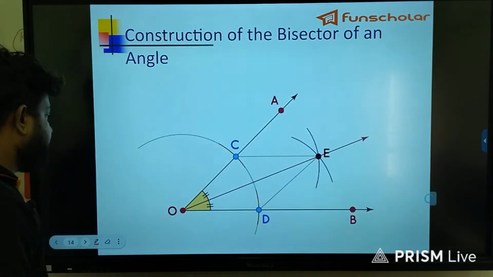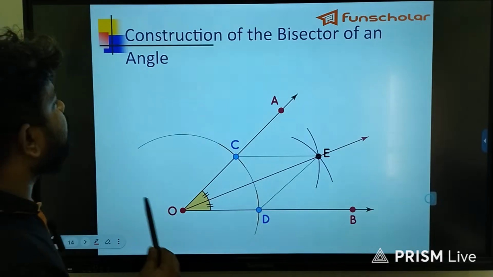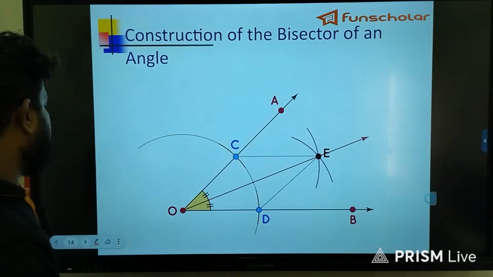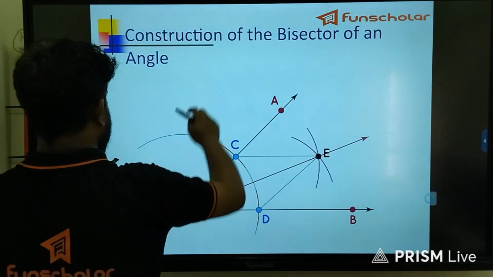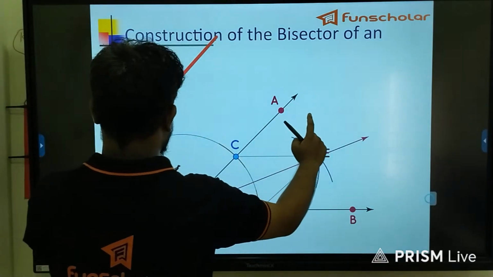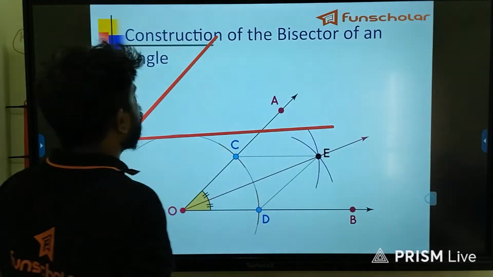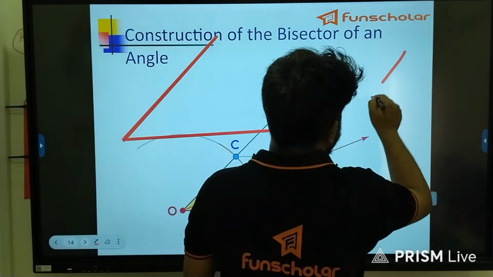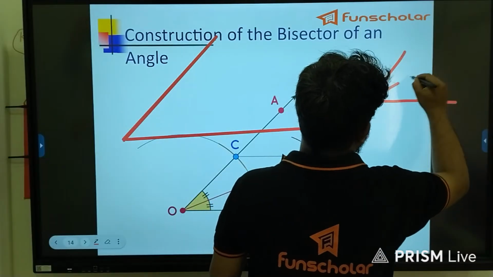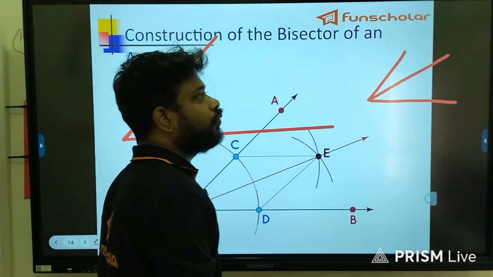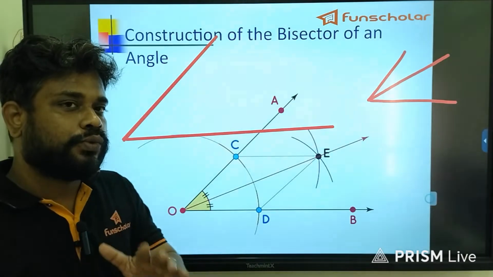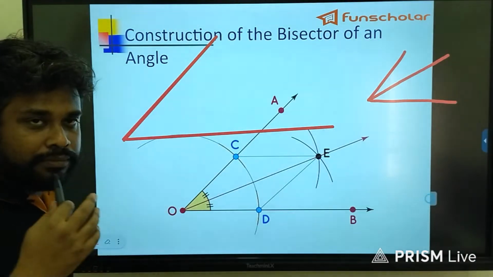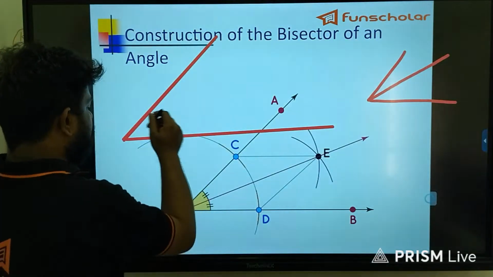Okay, the next one, construction of the bisector of an angle. Okay, so I have been given an angle like this. I have to bisect this angle. That means if this one is an angle, and if I bisect this, I will get two similar angles, or two equal angles. To do this, what do we have to do?